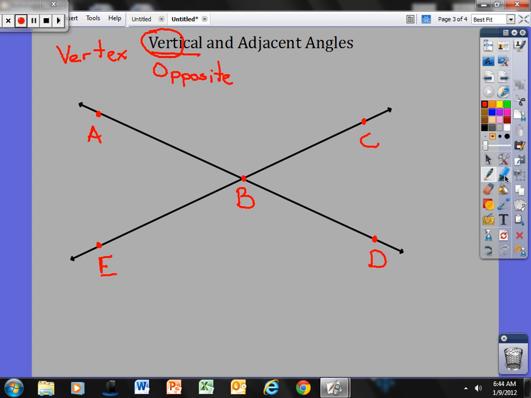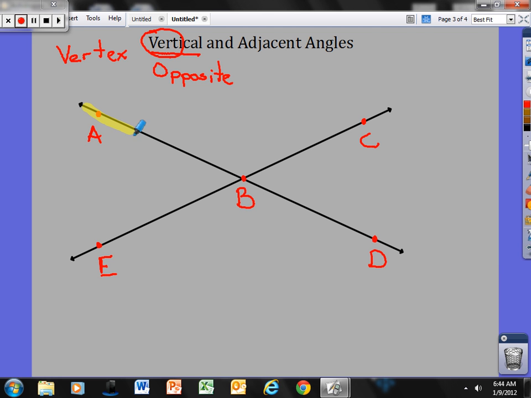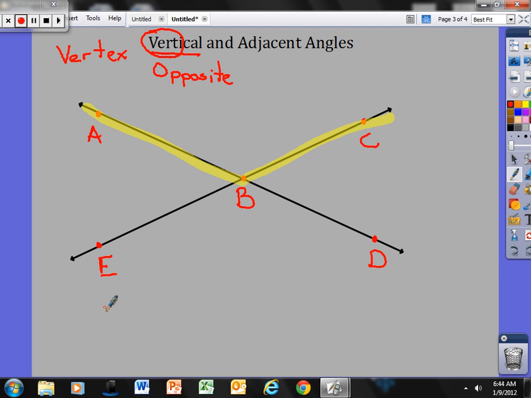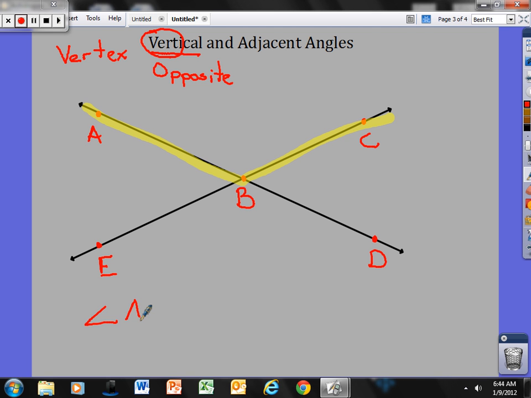So I'm going to take my highlighter here, and I'm going to highlight one of the angles. I'm going to highlight angle ABC. I'm going to write it over here. So the correct way to write it, remember, put the angle sign, angle ABC is opposite, or is the vertical angle of, now we have to be careful with this, is opposite angle.